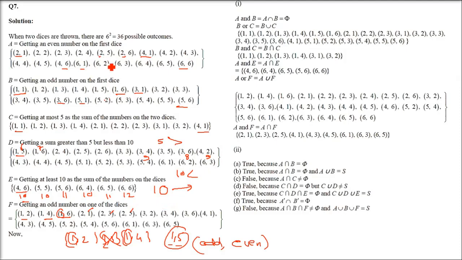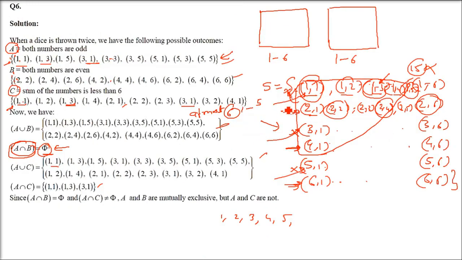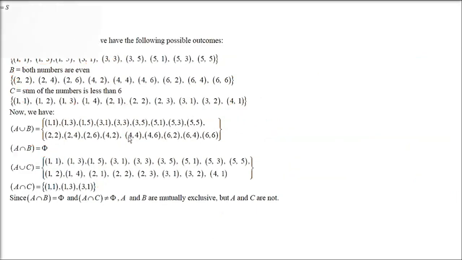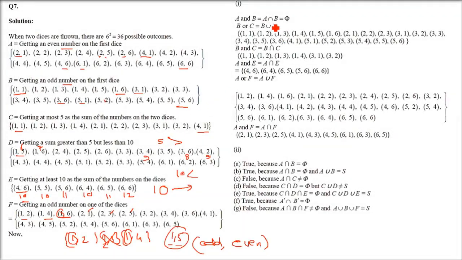So take A, take B, find the intersection. There is nothing common in A and B. So the intersection will be phi. See, first, third, fifth rows we have taken, then we have taken second, fourth and sixth. So how can it be common? Nothing can be common. Intersection of A and B is phi. Coming to B and C.